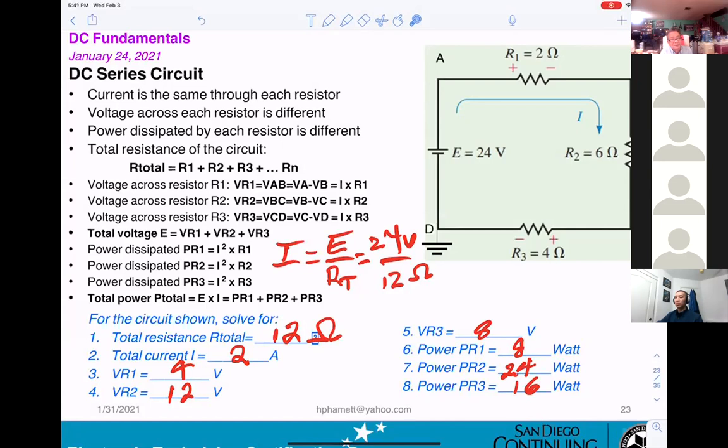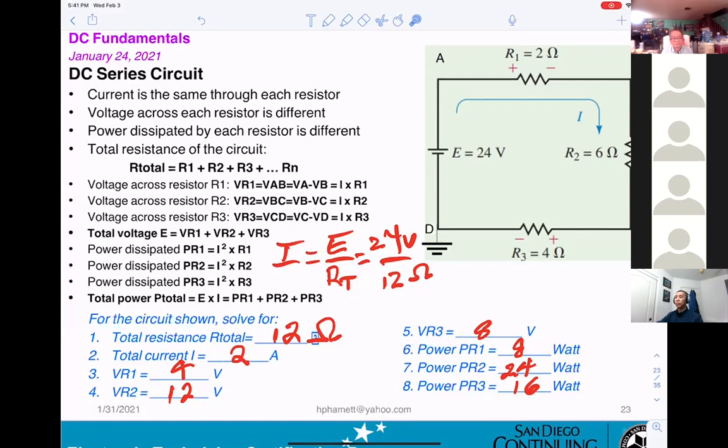Just remember that the voltage starts at 24 volts and each resistor subtracts a certain amount of voltage from 24 volts. So if R1 has 24 volts flowing through it, it will have a voltage drop from 24 volts. After resistor 1, you're going to have a difference in the 24 volts. That's why you have 4 for VR1. There's a voltage drop, so at B, you're going to have 20 volts.